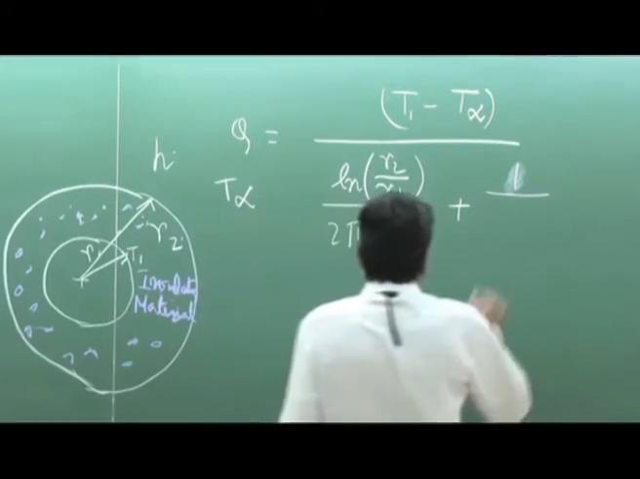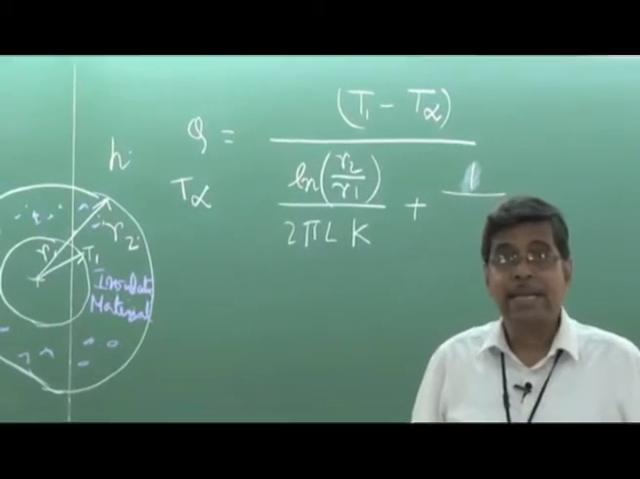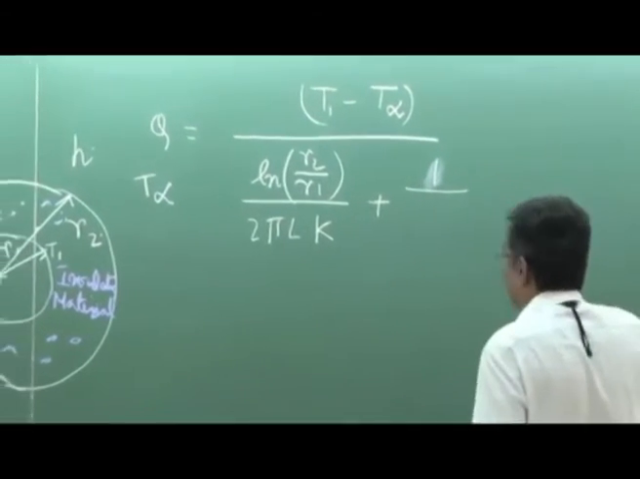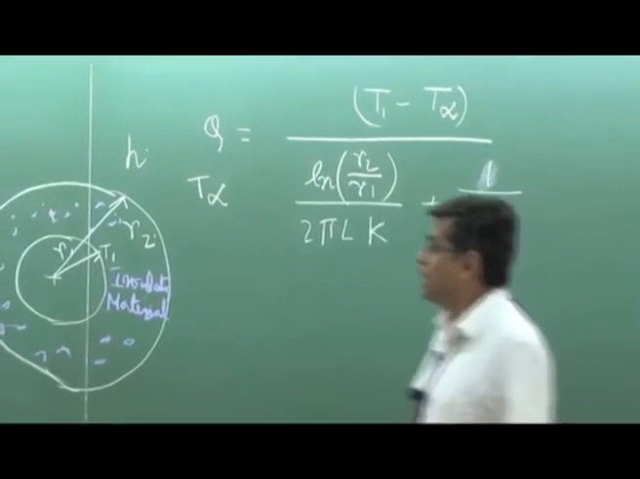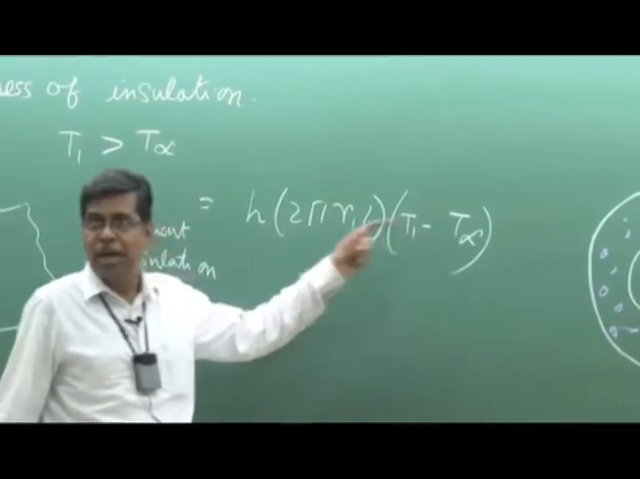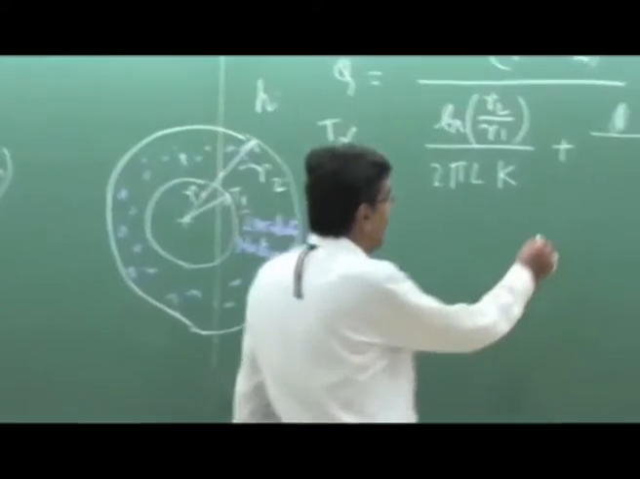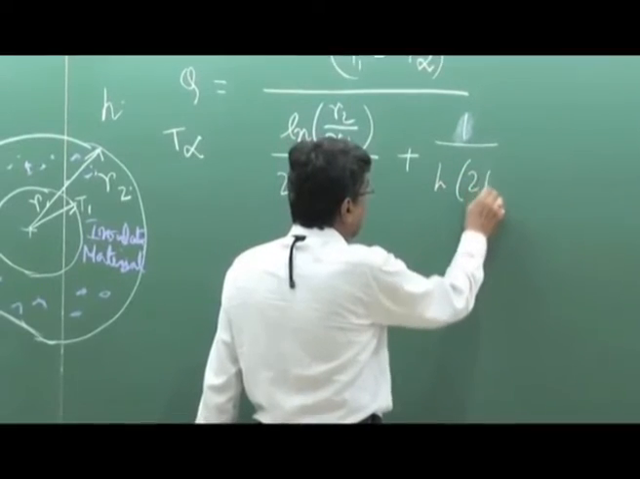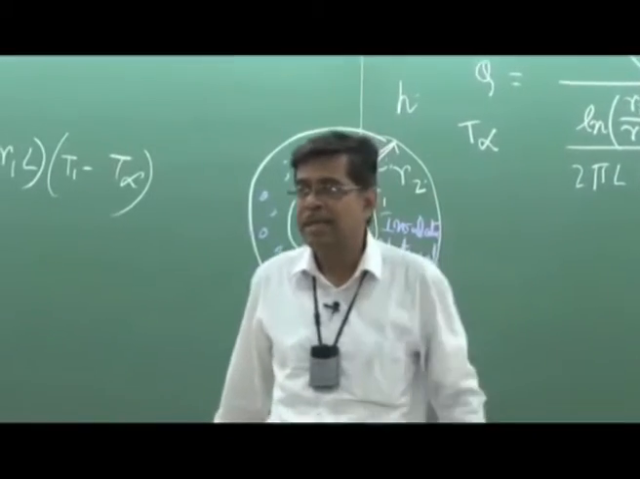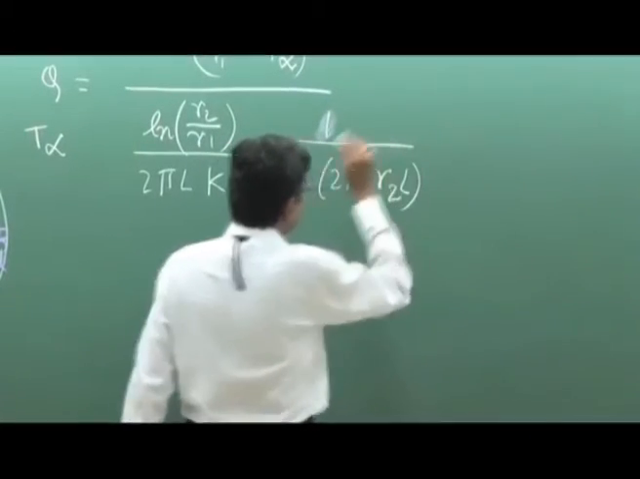Convective resistance: when we discuss convection, you will know in detail what this convective resistance is meant for, when you understand the mechanism of convection. But so far we know the convection heat transfer is determined as h times area times temperature difference. Therefore this is the convective resistance, that means 1 by h into 2 pi R2 L, where R2 is the outer radius, that means the radius of the insulation. So this is simply the expression.